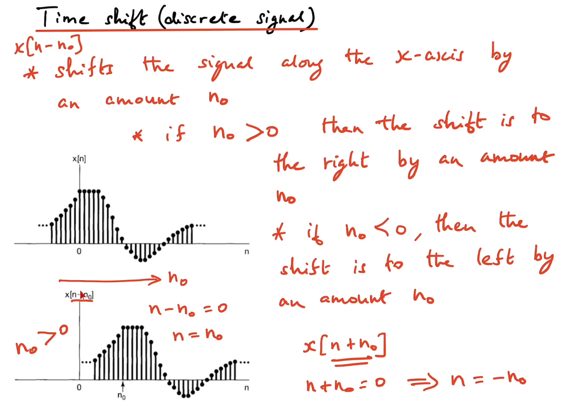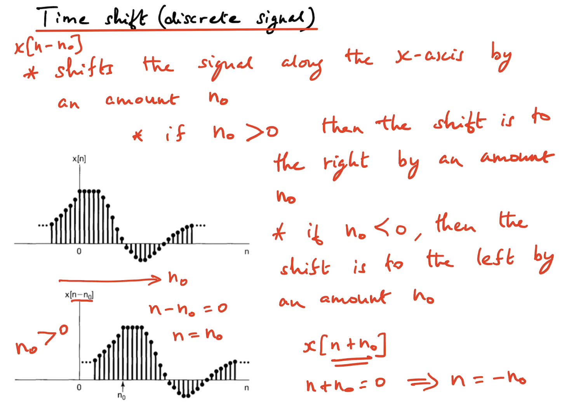So whenever we have it as n minus n naught, it is shifted to the right, and whenever we have it as n plus n naught, that means it is a shift towards the left. Similarly, if it's a continuous time signal, if it is t minus t naught, it is a right shift. If it is t plus t naught, it is a left shift. Now generally we will write the notation as n minus n naught or t minus t naught, and simply say if n naught is positive, it is a right shift. If n naught is negative, it is a left shift.